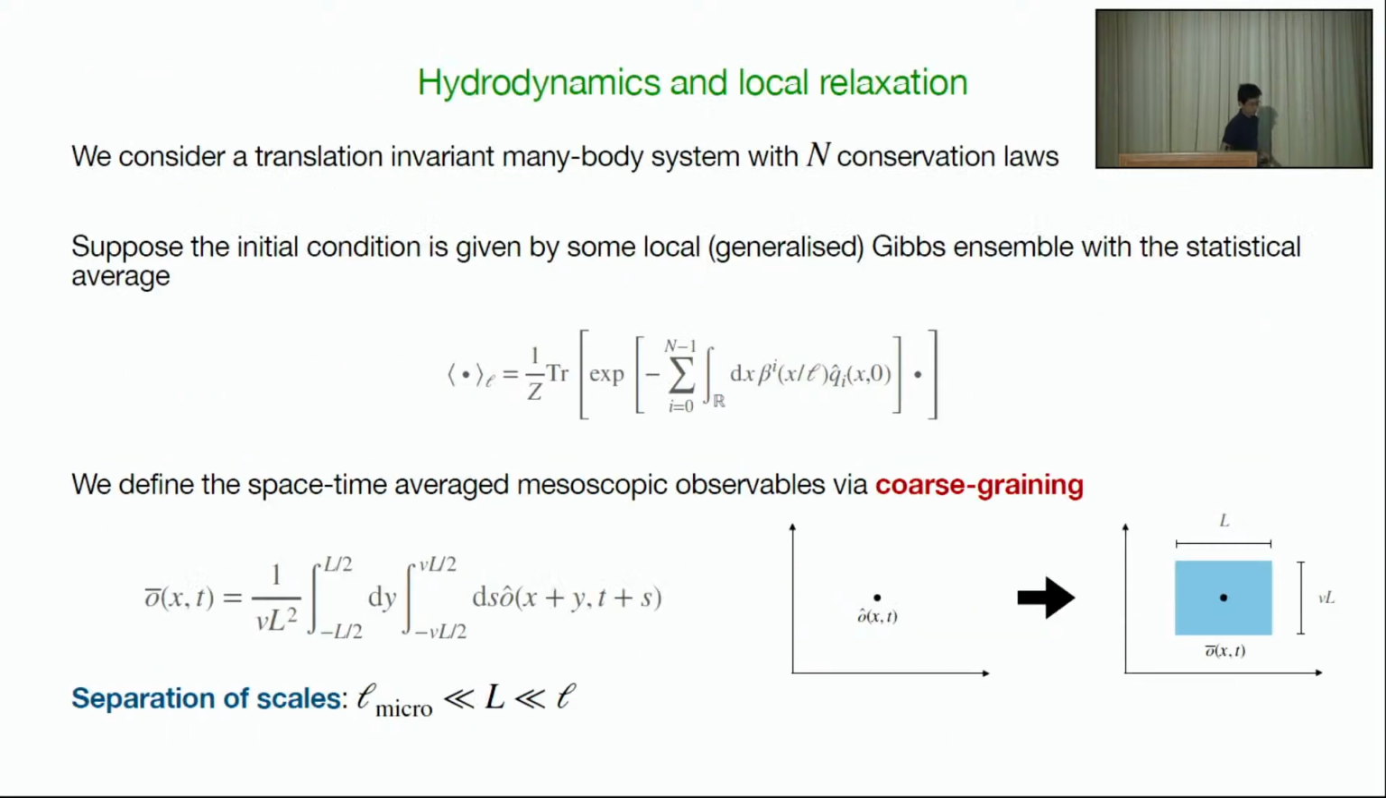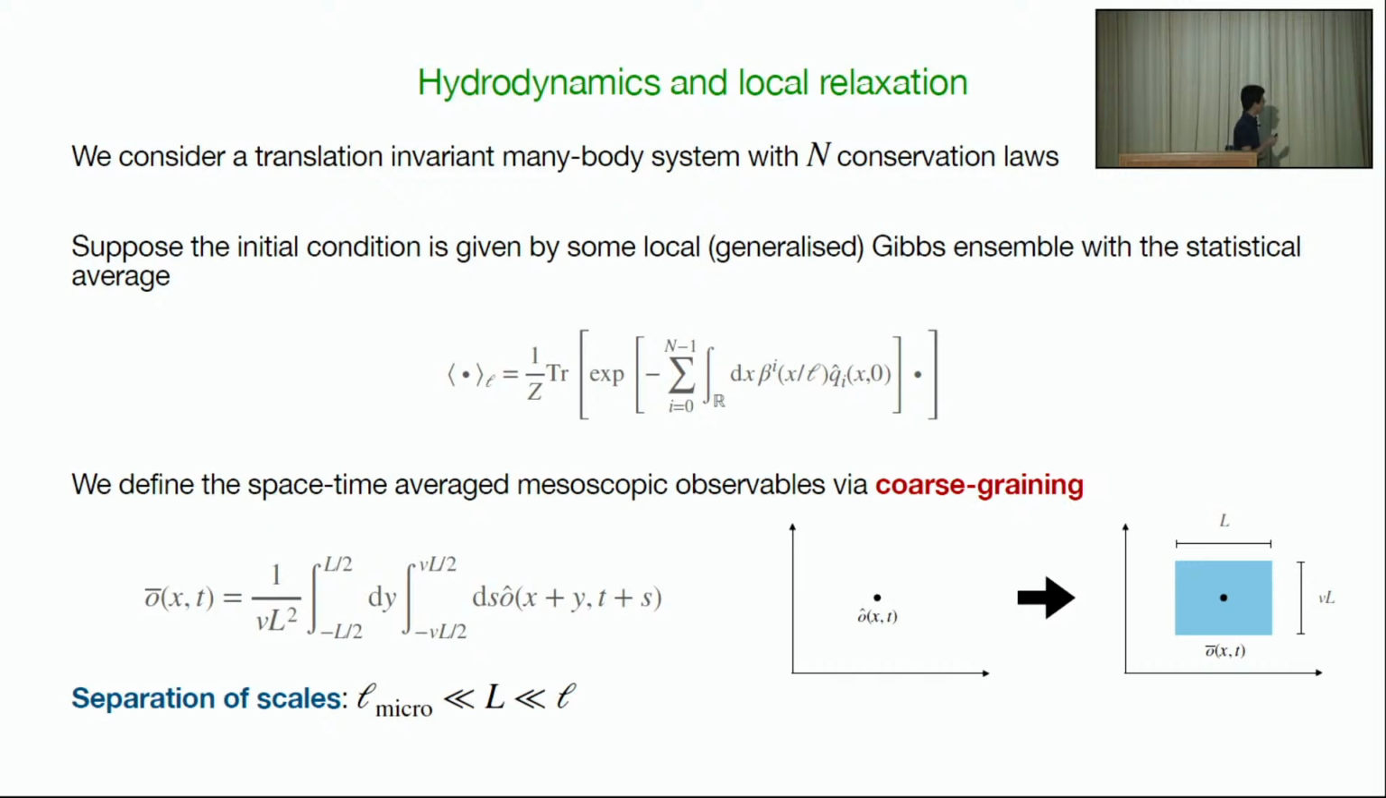Right. So let's then start with considering a translation invariant many-body system with n conservation laws. And for the moment, I wouldn't specify the number of conservation laws because that's not really important here. But I'm implicitly assuming non-integrable systems, but actually, it doesn't really matter if it's integrable or non-integrable. So anyway, the initial condition that I have in mind is, as I said, like this. So it's some kind of local GGE or Gibbs ensemble. Again, the inhomogeneity is encoded through the Lagrange multipliers.